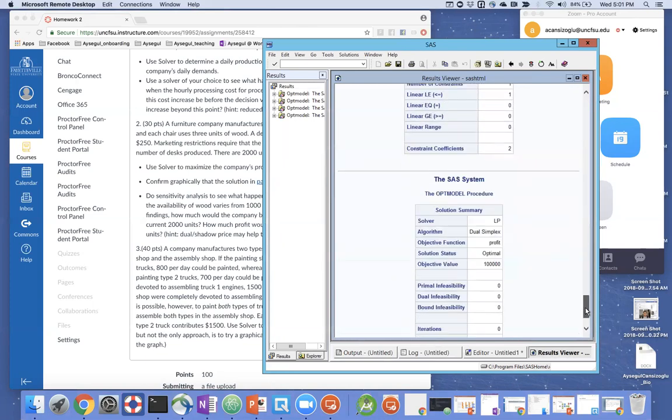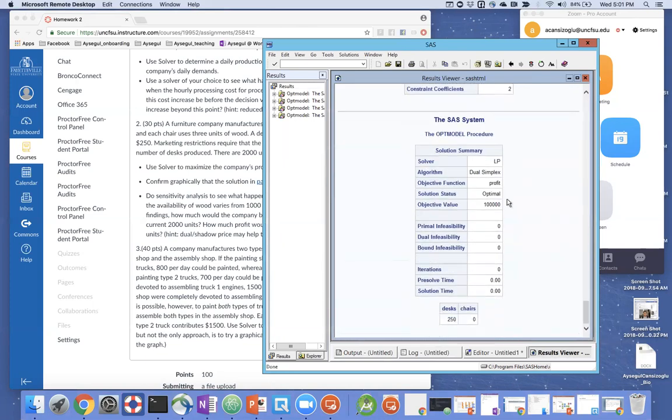And once we do that, the profit changed. Instead of 200,000, now it is 100,000. And the desks are actually halved as well.